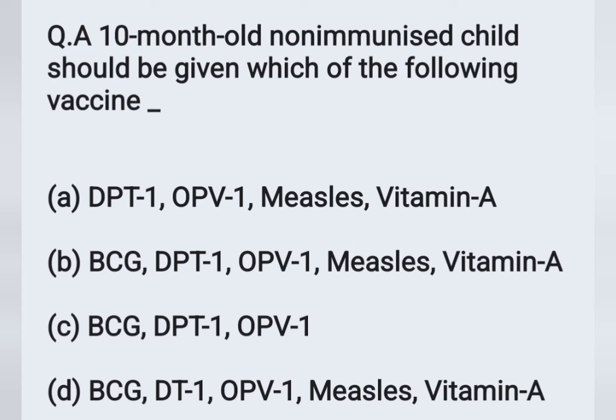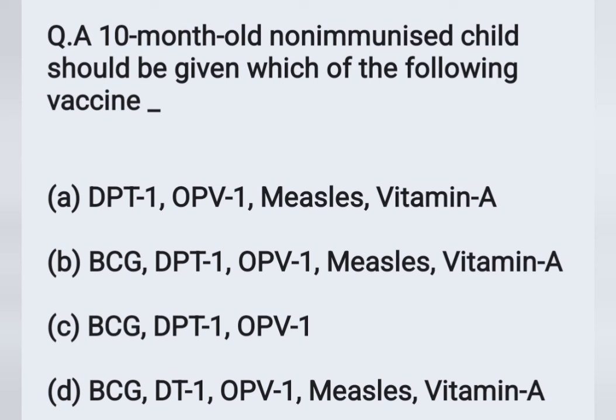And the next question is, a 10-month-old non-immunized child should be given which of the following vaccines? Our options: option A DPT1, OPV1, measles and vitamin A. Option B BCG, DPT1, OPV1, measles and vitamin A. Option C BCG, DPT and OPV1. Option D BCG, DPT, OPV1, measles and vitamin A. Here the question is, a non-immunized 10-month-old child will get which of the following vaccines?